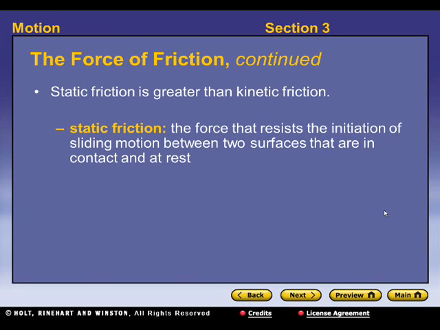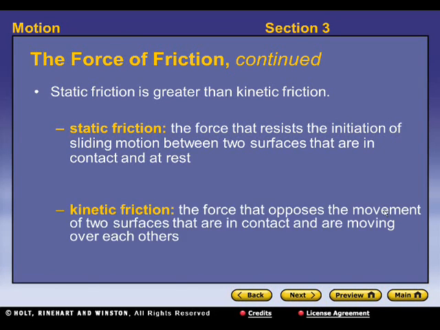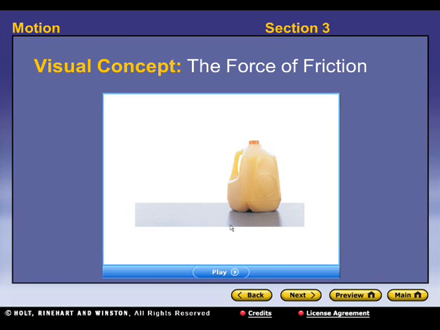And then as soon as it breaks and that box starts sliding as you're pushing it, that's when it goes into kinetic friction. So static friction is the force that resists the initiation of sliding motion between two surfaces that are in contact and at rest. They're not moving yet. Kinetic friction is the force that opposes the movement of those two surfaces. That's once you've got it sliding, kinetic friction, and that's less than what static friction is.